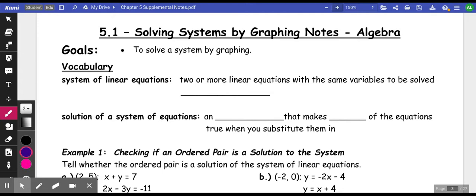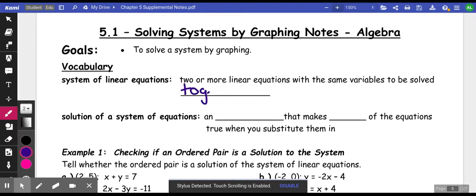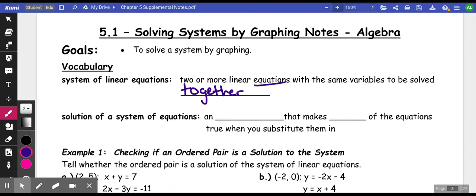So, first off, we have to talk about what a system is, okay? A system of linear equations. It says two or more linear equations with the same variables to be solved together. Okay, so two different equations with the same variables. Almost always you're going to see x and y, and you're going to solve them. Okay, find something that solves both equations at once.